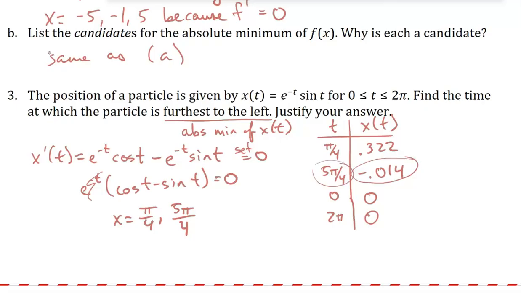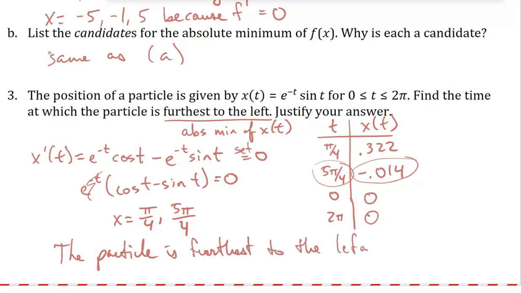So the particle is furthest to the left at t equals 5 pi over 4, and I don't think there's a unit on there.